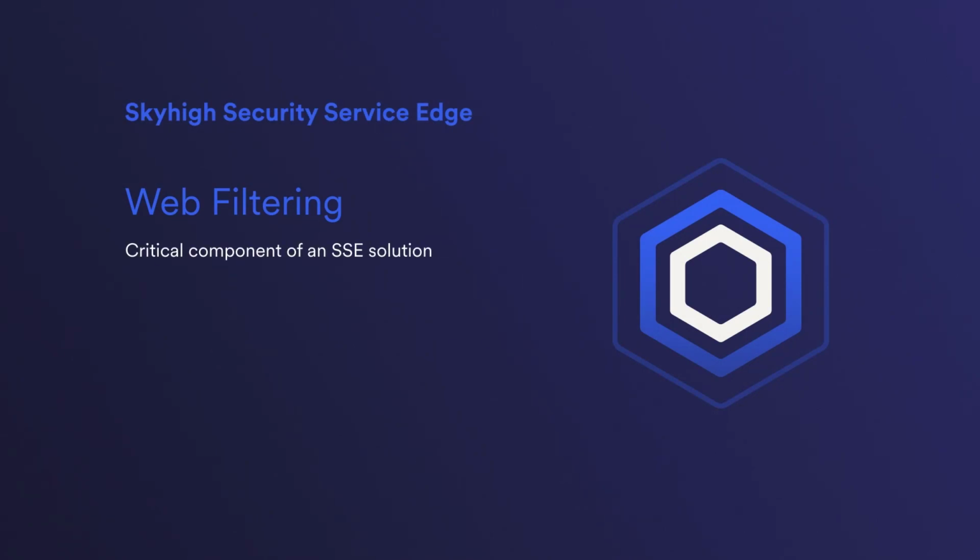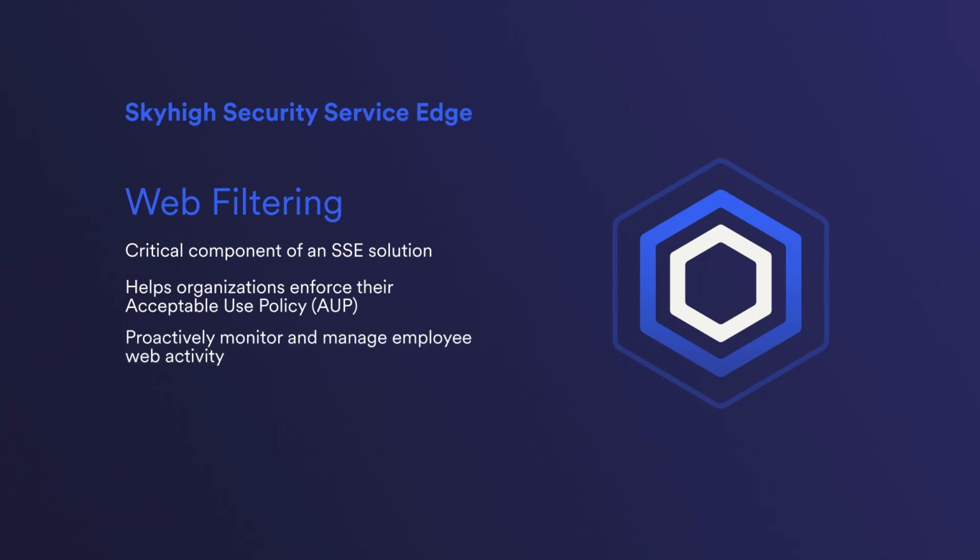Web filtering is a critical component of a security service edge solution. It helps organizations enforce their acceptable use policies and prevent employees from accessing unsanctioned websites that could compromise the organization's security. By using Skyhigh SSE, organizations can proactively monitor and manage employee web activity, identify potential security risks, and improve their overall security posture.